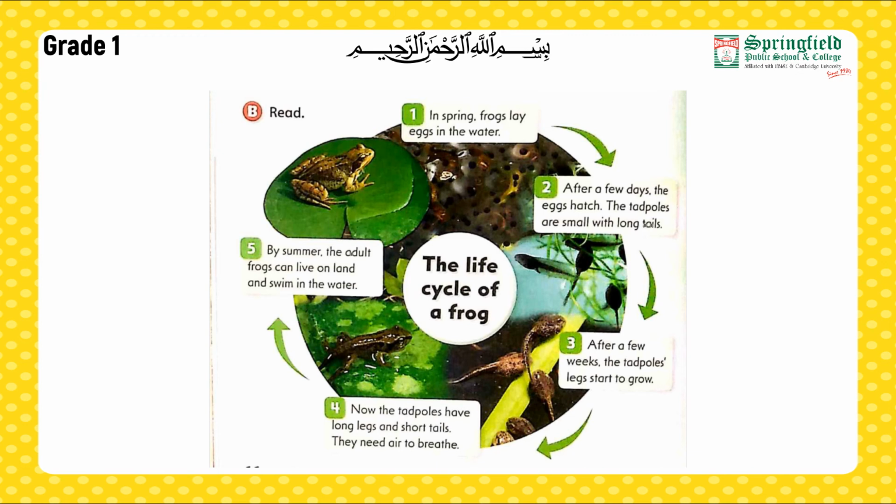First of all their legs start to grow, and as the legs are growing, the legs grow longer and the tails are short. They need air to breathe, and then by the summer season the tadpoles are fully grown and they are mature and they are ready to lay eggs again in the spring season. In this way the life cycle of the frog continues.